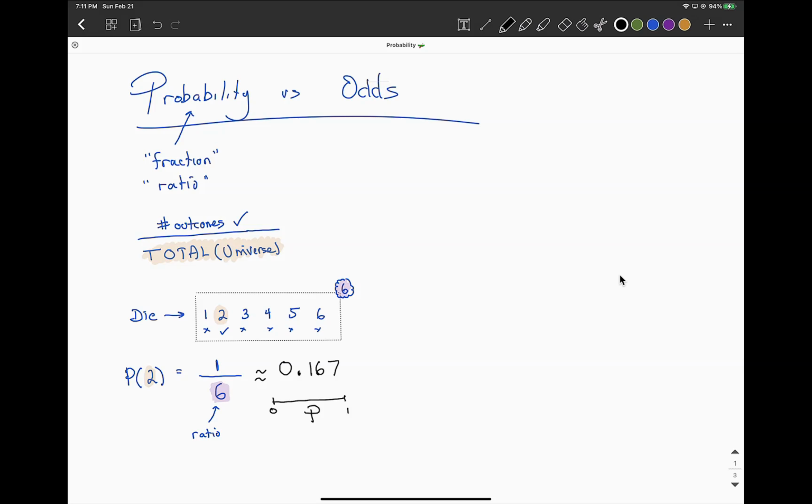Most people don't really like fractions. So 1 out of 6. I mean, to me, this is about where we're at in the whole scheme of things. Between 0 and 1, we're at about 0.167.